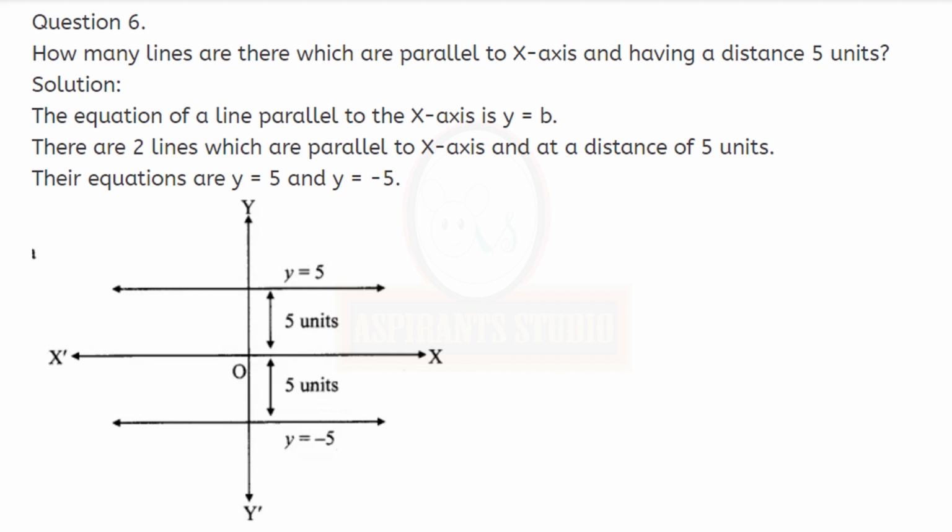So there are two lines which are parallel to x-axis and at a distance of 5 units. Their equations are y is equal to b and y is equal to minus b. So y is equal to 5 and y is equal to minus 5.